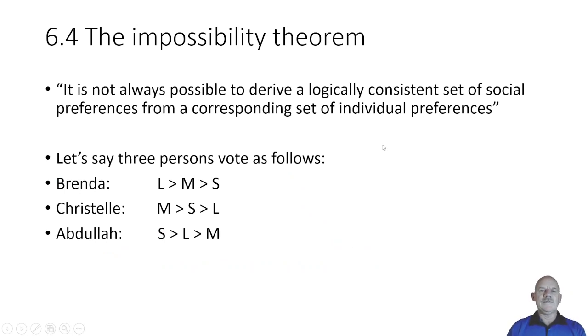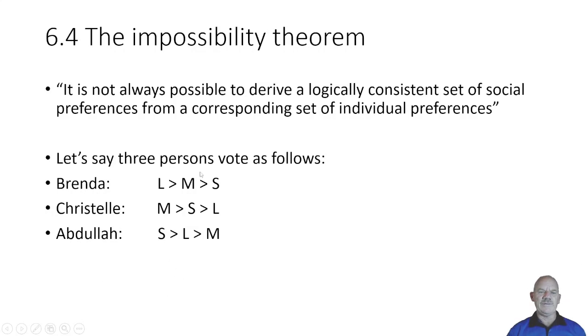Arrow's impossibility theorem is poorly explained in the textbook, so I'm not going to ask you to understand what they try to explain. You can rather Google the impossibility theorem and see what it really said. But what it does say is that it's not always possible, it's hardly ever possible, actually, to derive a logically consistent set of social preferences from a corresponding set of individual preferences.